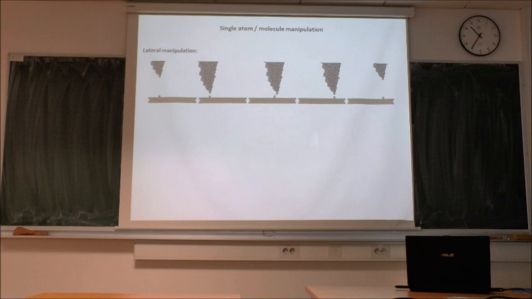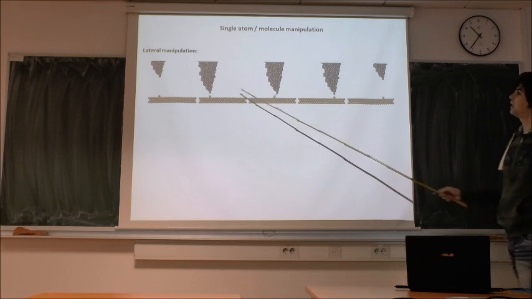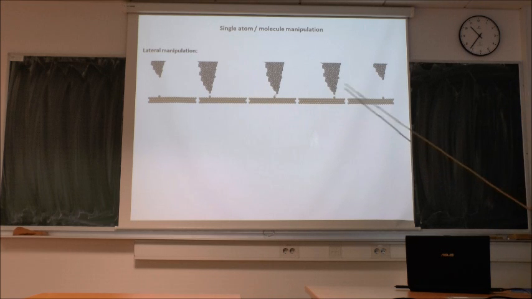Okay, now the first thing you can do with STM, we said STM imaging, we said STM spectroscopy. The first thing is the single atom molecule manipulation. A nice thing about STM is that you can use the attractive, repulsive forces between the end of the STM tip and your absorbate. So you start with a flat, clean surface, you deposit some atoms, some molecules, whatever, and then you can manipulate them, you can move them.